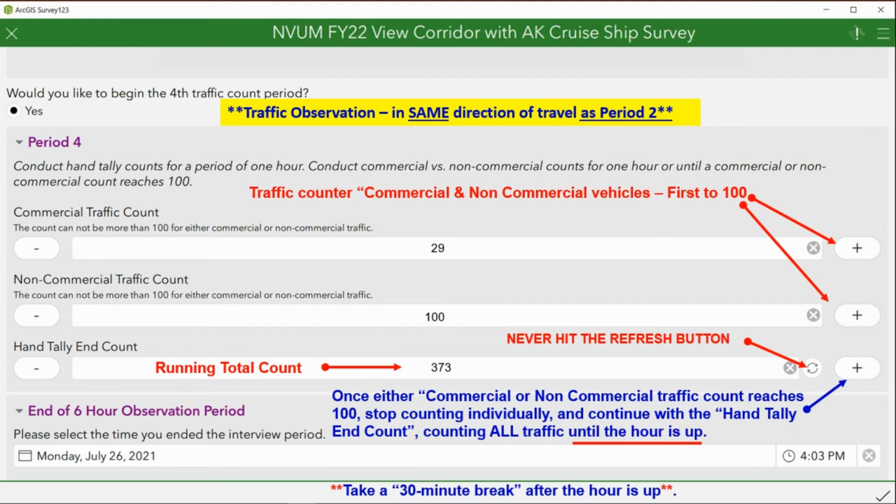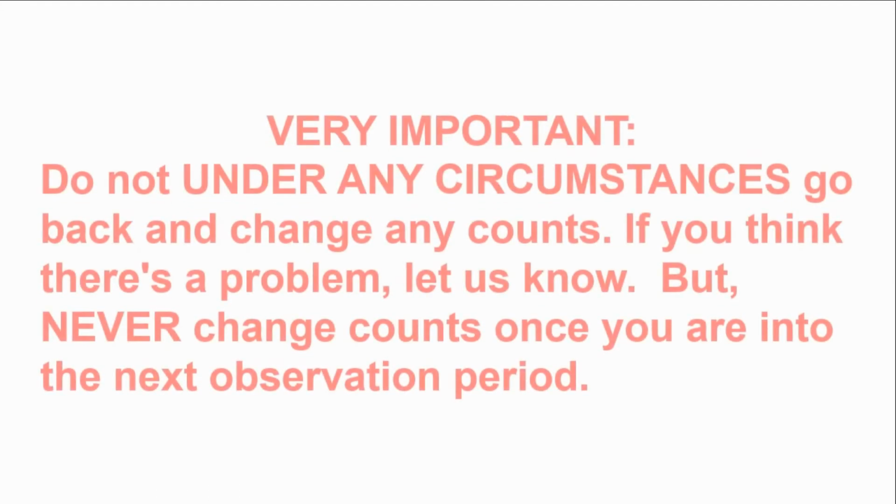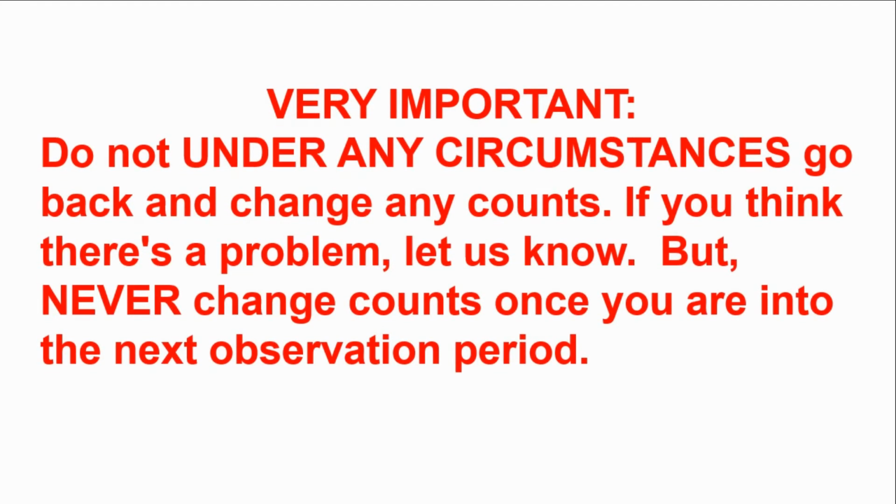So once your 4th observation period is over, then you're going to want to go to the end of day. Before we do that, there's one thing that's very important. Do not under any circumstances go back and change any counts. If you think there's a problem, let us know. But never change counts once you are into the next observation period.